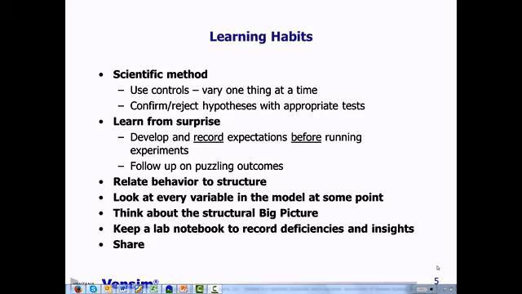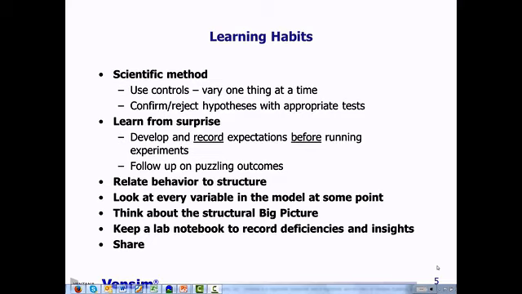That's the key. Another is to keep a lab notebook of what you're doing and record your expectations every time you do an experiment. The human mind's power to rationalize almost any crazy behavior from a model is surprisingly large. But if you capture your expectations beforehand, then you have the opportunity to be surprised, and you'll either learn something about the model or you'll learn something about your mental model.